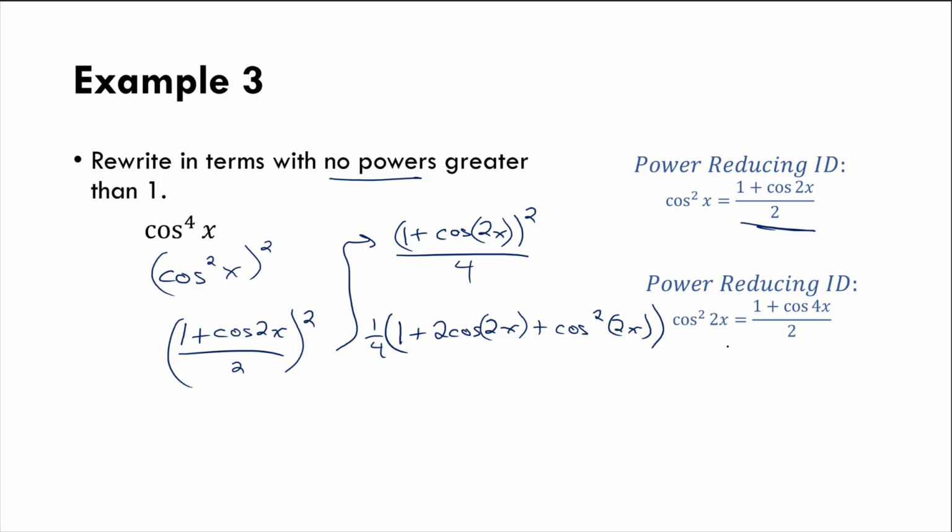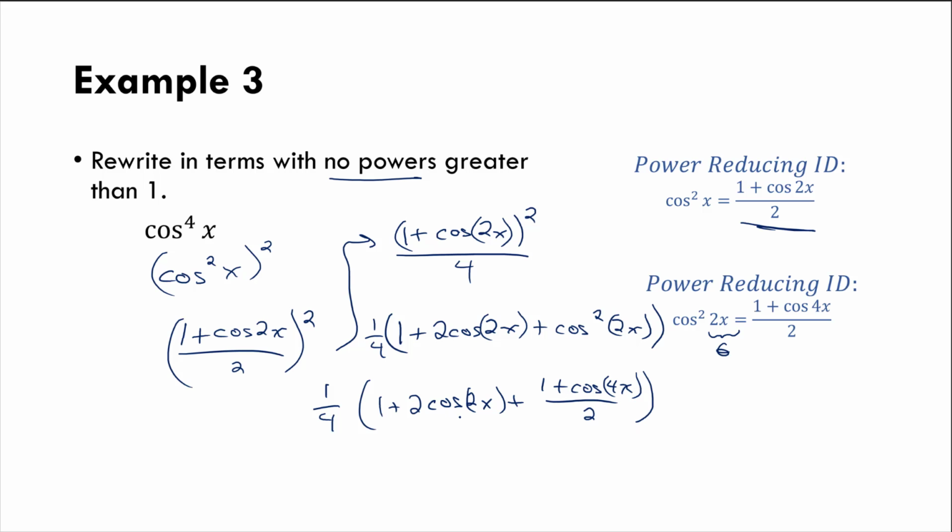Okay, so I can use this identity, right? If I just think of what's inside here as, we'll call this alpha, or we'll call that theta. Okay, our identity just says 2 times whatever this x value was. Okay, so if I have 2x, then it's going to be 2 times 2x, which is why we have this 4x here. Okay, so this is going to be 1/4 times 1 plus 2 cosine of 2x plus 1 plus cosine of 4x all over 2.